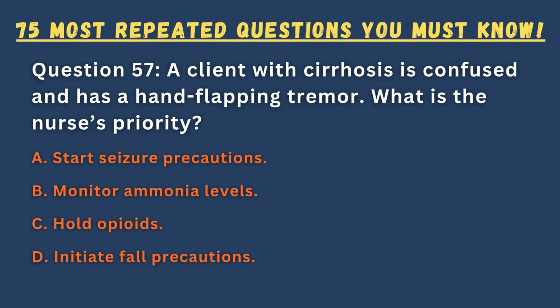Question 57. A client with cirrhosis is confused and has a hand-flapping tremor. What is the nurse's priority? A. Start seizure precautions. B. Monitor ammonia levels. C. Hold opioids. D. Initiate fall precautions.